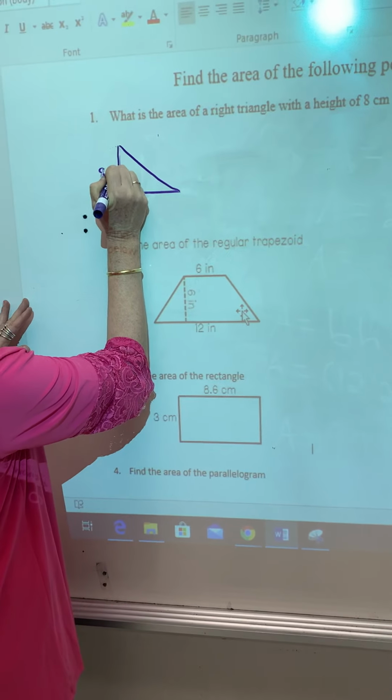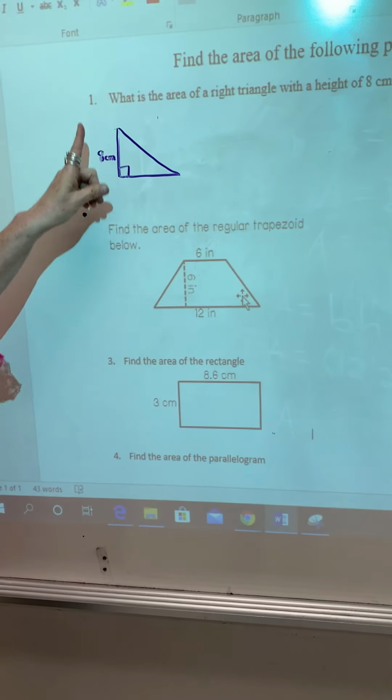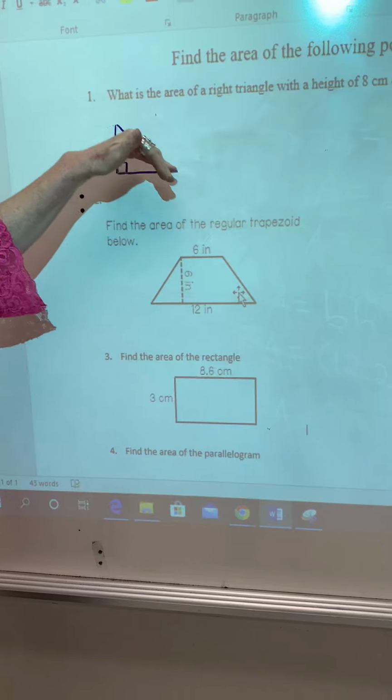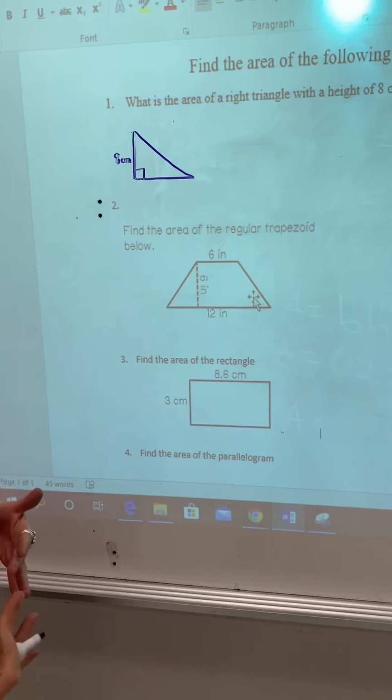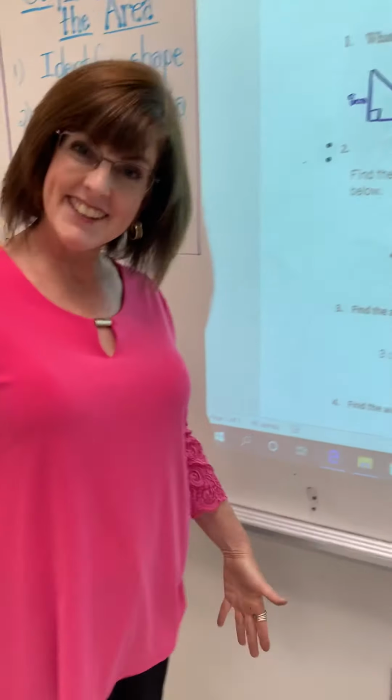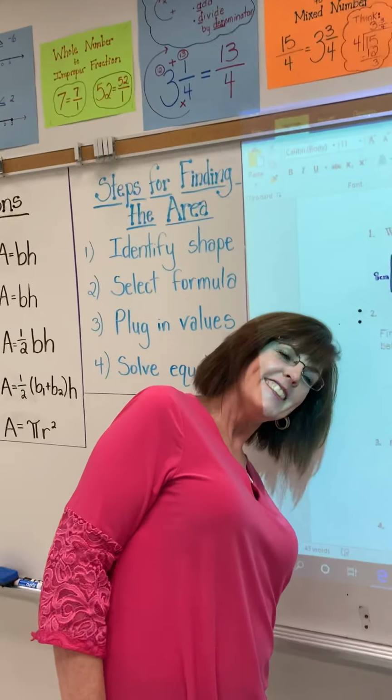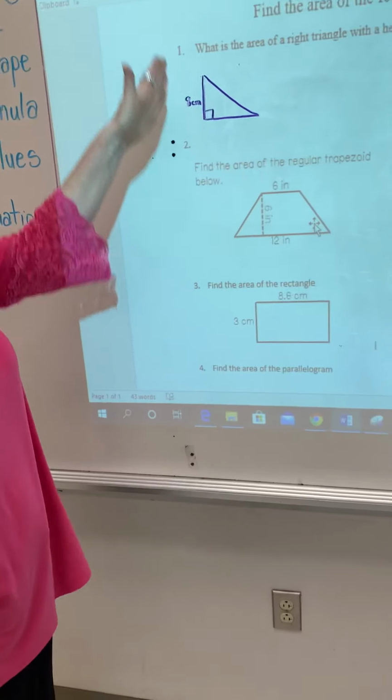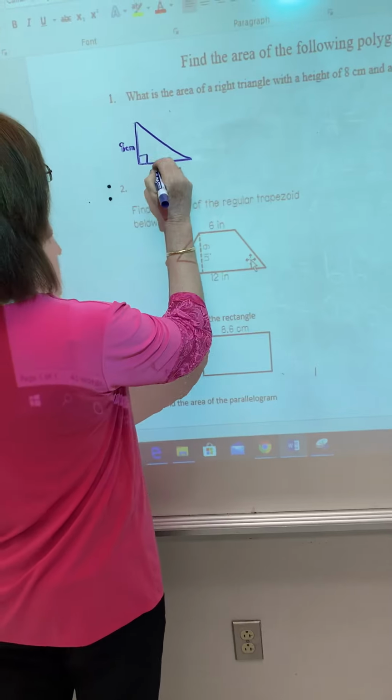The height is always going to be the vertical line, the straight up and down. Height is not going to be slanted. If you think about it, when you go to the doctor's office and they measure your height, you stand straight up and down. You don't lean to the side. Vertical height. Base is going to be 10 centimeters.